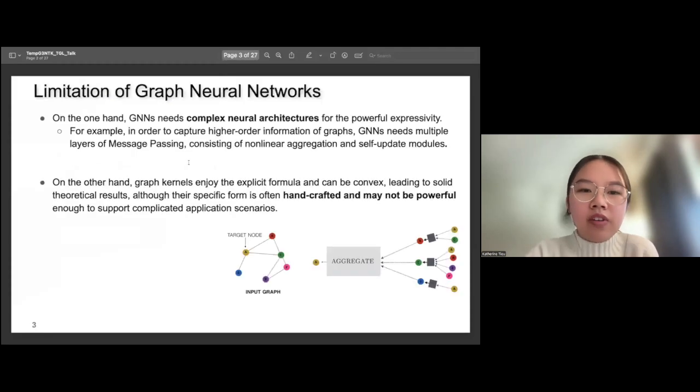So let's start with the motivation. Currently, graph neural networks have some limitations, which is complex neural architecture to achieve powerful expressivity. For example, in order to capture high order information, such as subgraph or substructure, GNNs need to stack multiple layers of message passing, which consists of nonlinear aggregation and self-update modules. On the other hand, graph kernels have explicit predefined formulas, which could be convex, and they have provable theoretical results. But their specific form is often handcrafted, and may not be powerful enough to support complicated application scenarios.